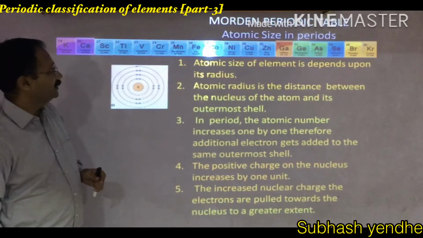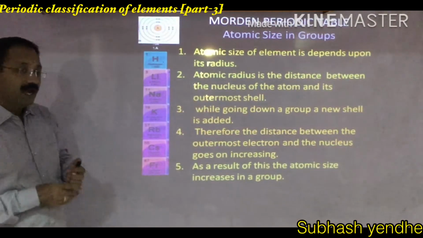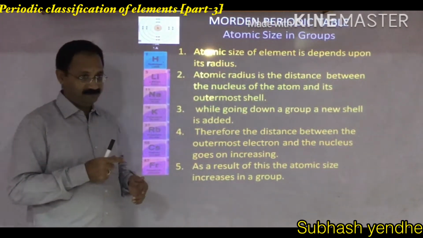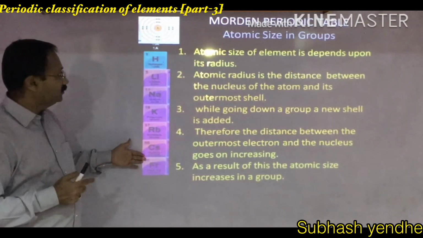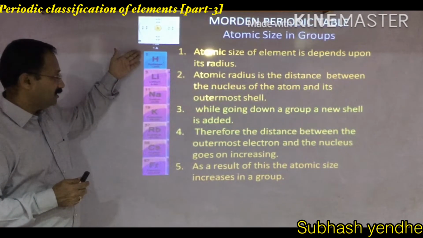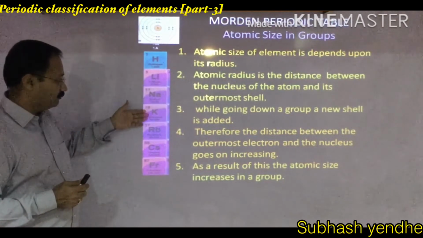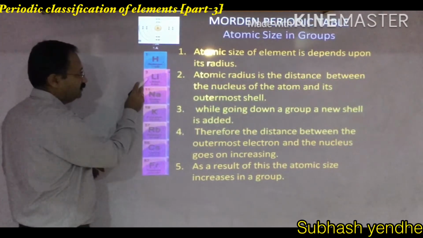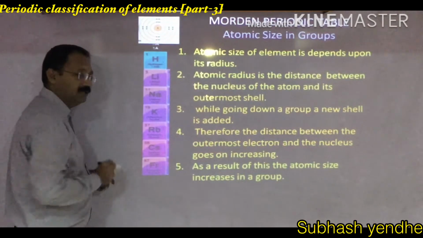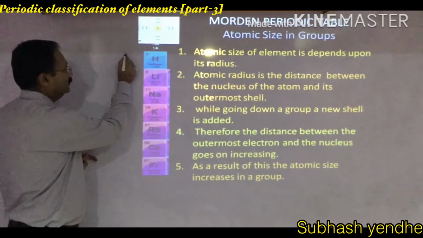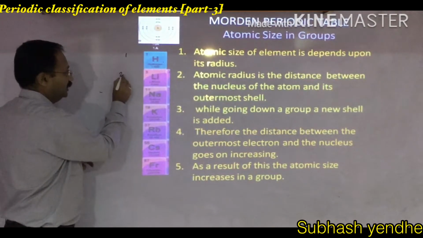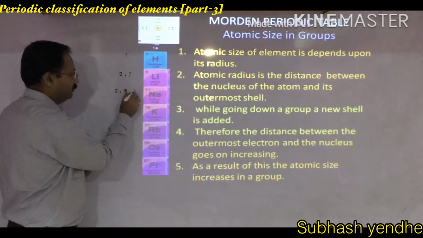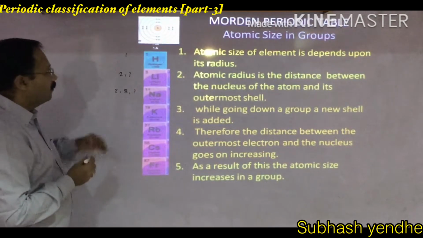Now, let's see the next point of this. The same point, atomic size in groups. Now, observe this group. This is the first group which has hydrogen, lithium, sodium and potassium. Now, observe this. It has atomic number 1, it has atomic number 3, it has atomic number 11. So, what do you observe? This is 1, electronic configuration 2, 1. This is 2, 8, 1. What do you observe?